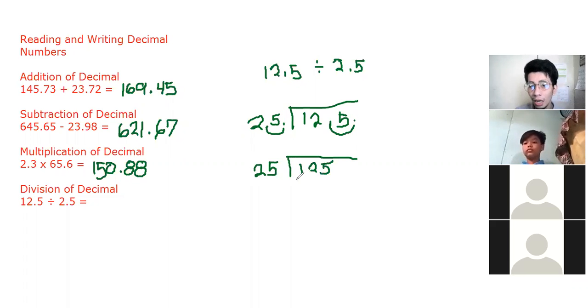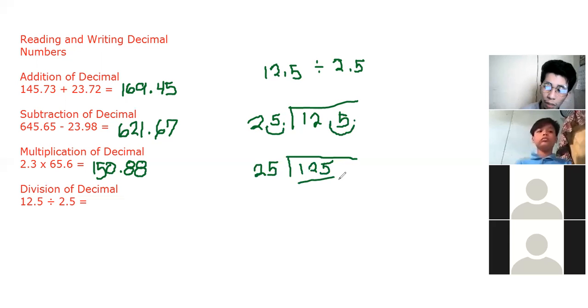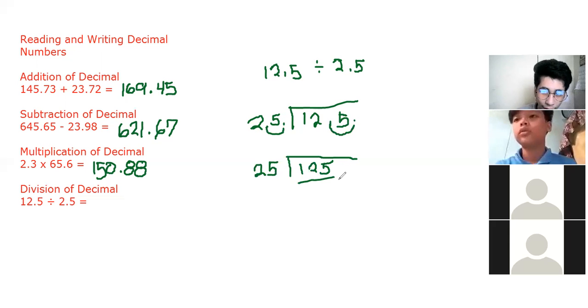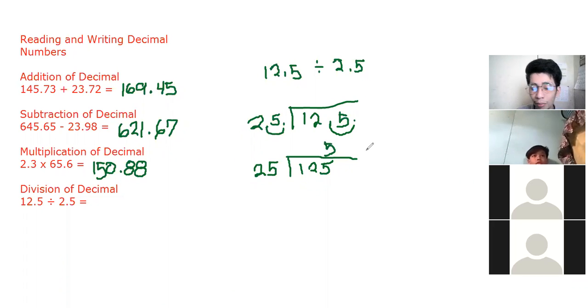So, ang 12 divided 25 cannot be naman. So, gawin na natin 125. 125 divided 25. Ilang 25 meron kay 125? Sir, 5. Meron tayong 5 na 25 kay 125. So, 5 times 5, so 25. 5 times 2, 10 plus 2, 12. So, 125 din. Or 5 times 25, that is 125.